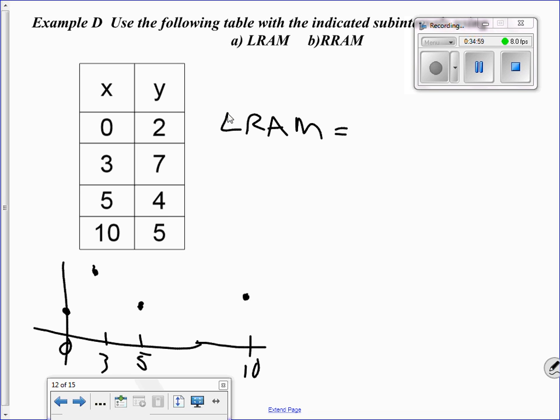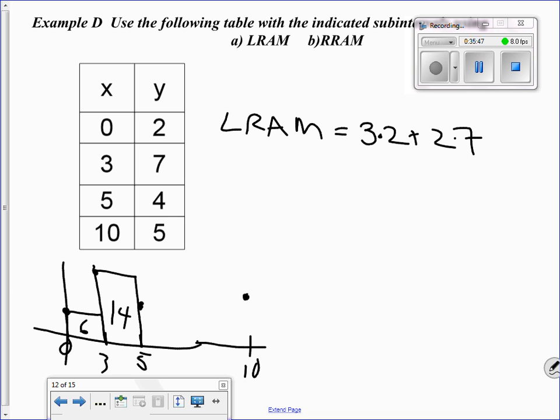Okay, so for the first rectangle, what's the width? 3, right? The x's go from 0 to 3. So it's 3 times, what's the height of the first one? If we're using LRAM, 2, very nice. So 3 times 2, that first rectangle has an area of 6. Moving on to rectangle number 2. What's the width? 2, because the x's go from 3 to 5. And the height of my second rectangle, 7. So 2 times 7, that second rectangle has an area of 14.